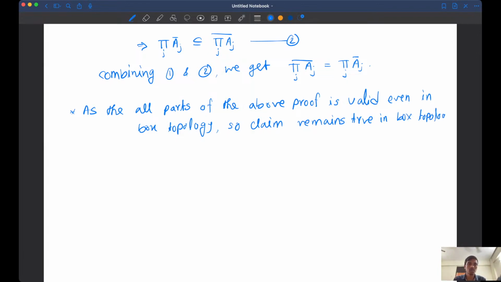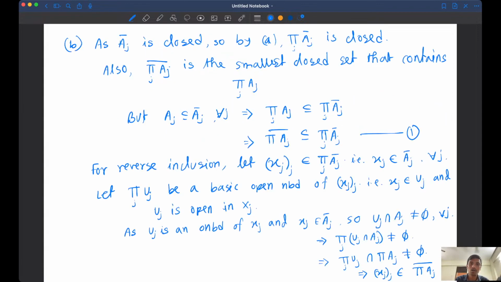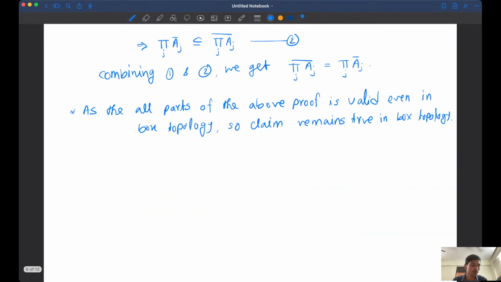Okay, so is this part clear, or any confusion at any point? Fine to everyone? Okay, so then let's go to the next part.